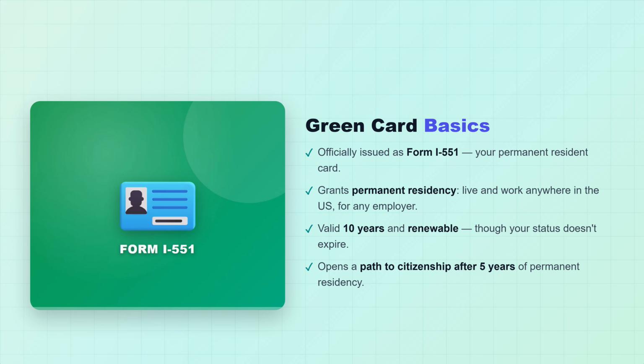Here are the green card basics. It is officially issued as Form I-551, your permanent resident card. It grants permanent residency, meaning you can live and work anywhere in the U.S. for any employer. The card is valid for 10 years and is renewable, though your underlying status does not expire. And it opens a path to citizenship after 5 years of permanent residency.